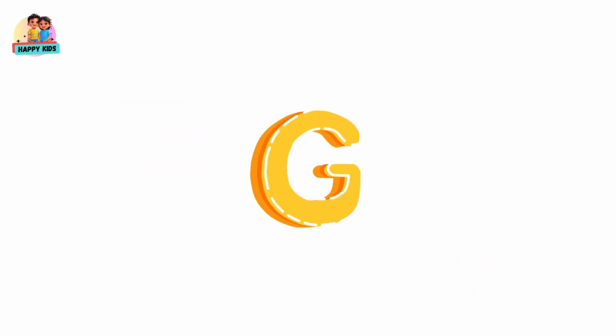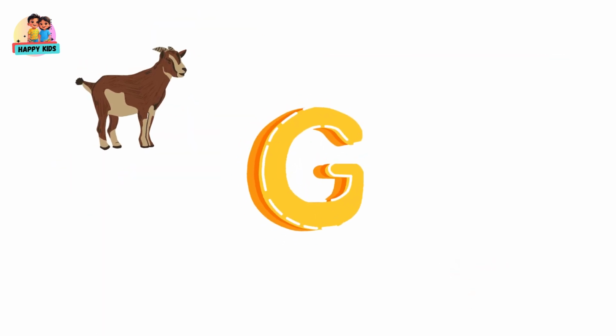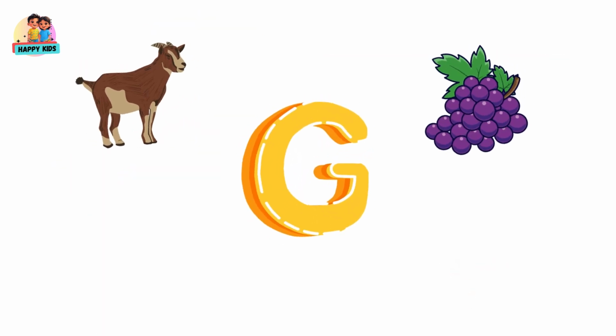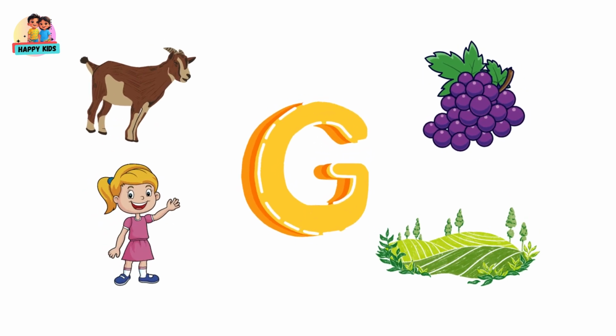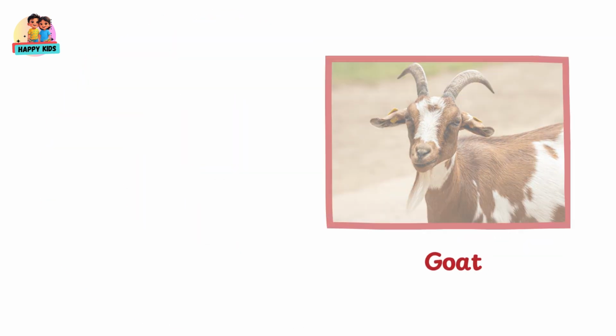This is G. G is for goat. G is for grapes. G is for girl. G is for garden.